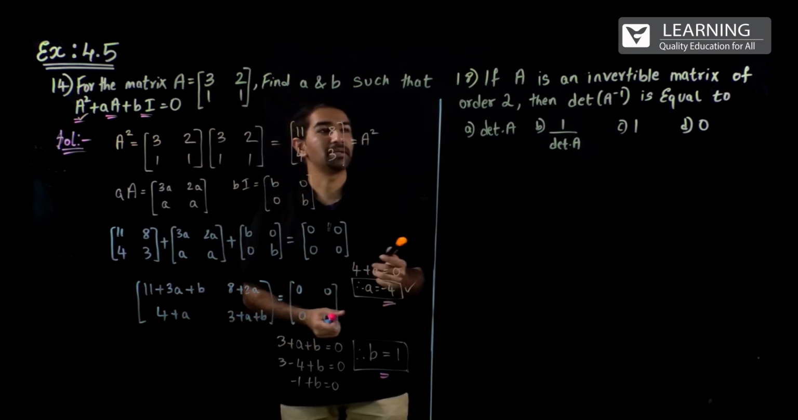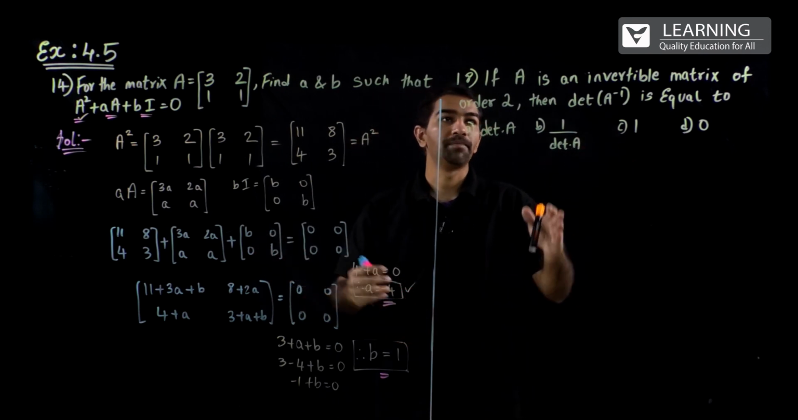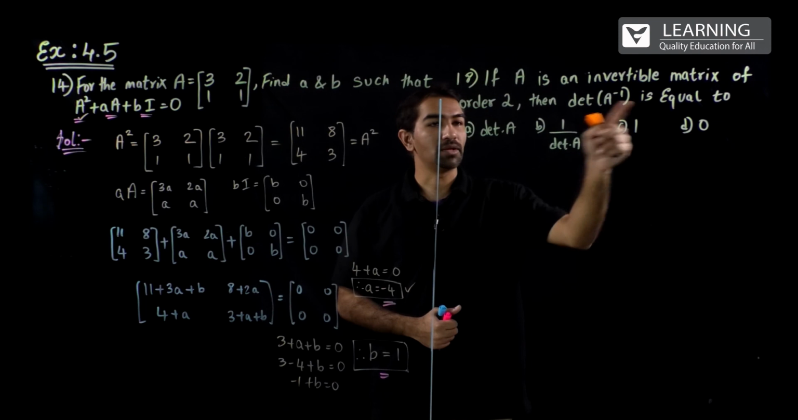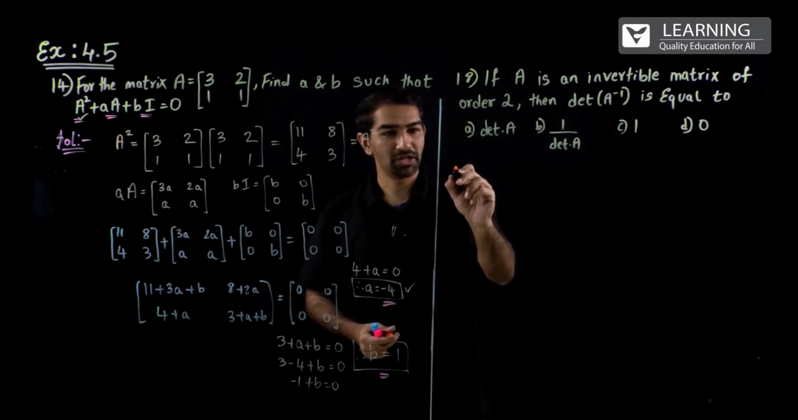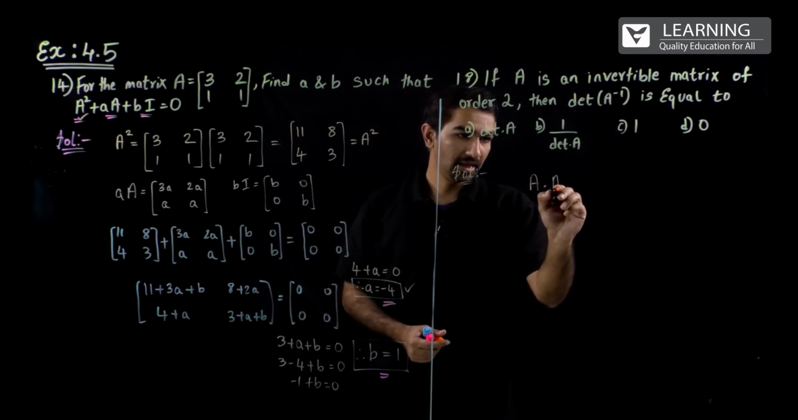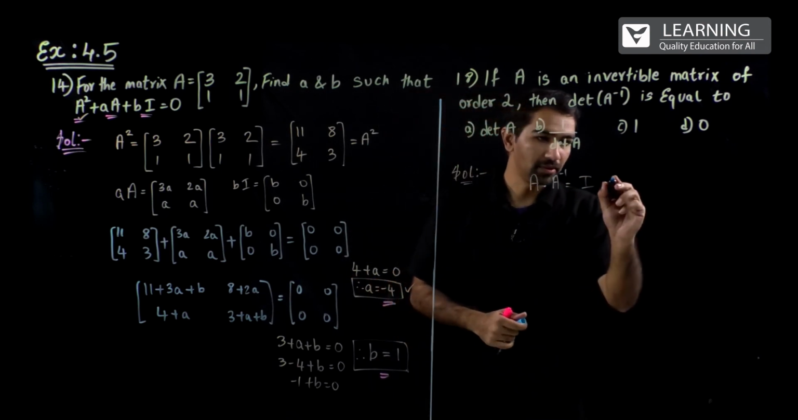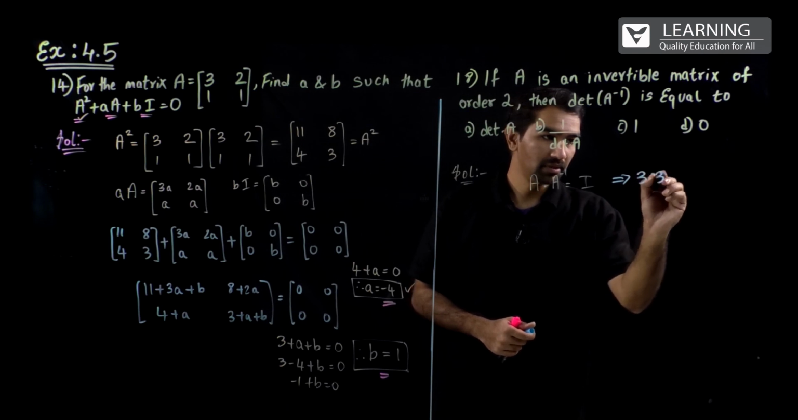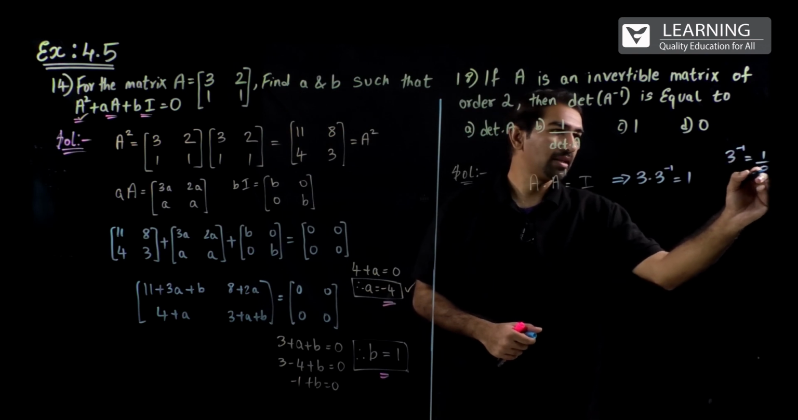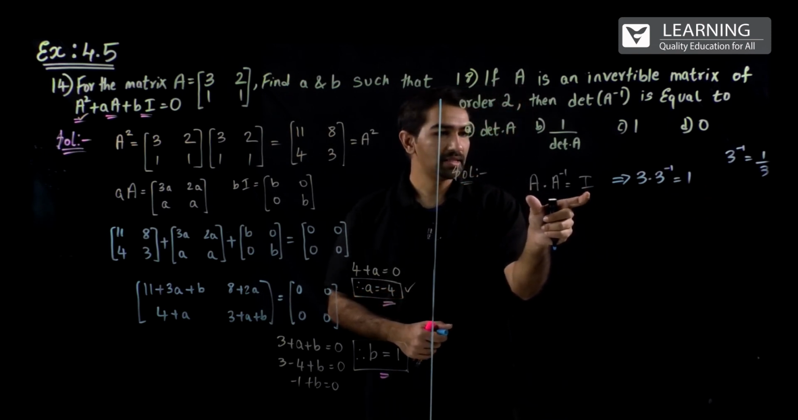Okay, moving on to the next question, number 18. So this is an MCQ, students, and the very last question of exercise 4.5. If A is an invertible matrix of order 2, then determinant of A inverse is equal to what? So what do we know here? So solution will start. What do we know, students? We know that A into A inverse is equal to I. Okay, this is very similar to what? This is very similar to 3 into 3 inverse is equal to 1. Correct? 3 inverse is nothing but 1 by 3. 3 and 3 will get cancelled, we'll be getting 1. The same thing is happening here, but this is matrix.